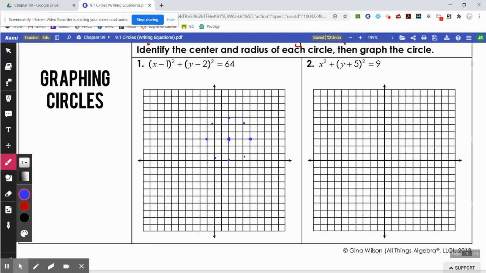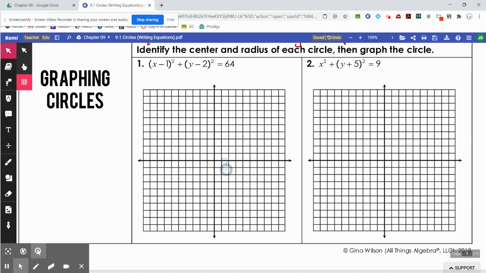Every point that is 3 units from there, well, if you connected all of these points around through here, what do you get? You get that circle. And that's by definition what a circle is. It's every point, the locus of all points that are a set distance from a given point, which is the center of that circle.